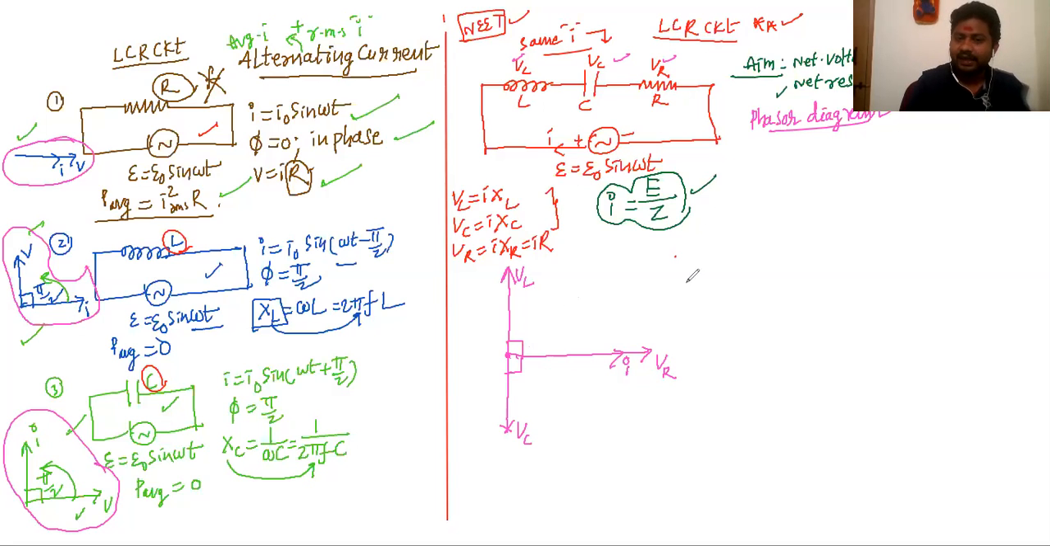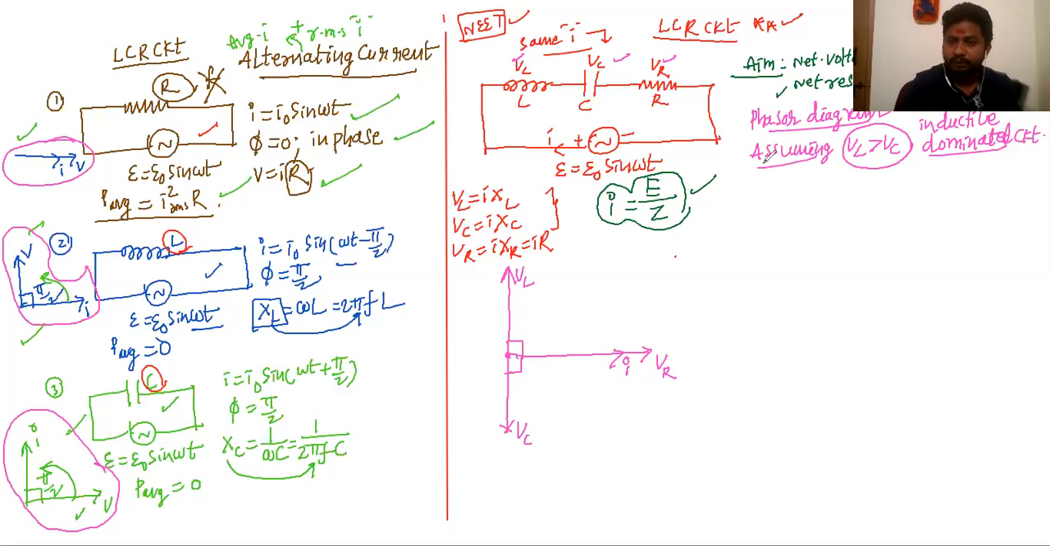Imagine this is the case. I am assuming that VL is greater than VC. So that means the inductor dominates the circuit, right? An inductive dominated circuit. I'm just assuming that.